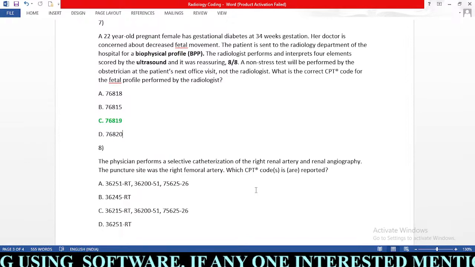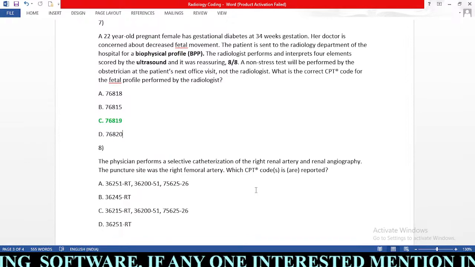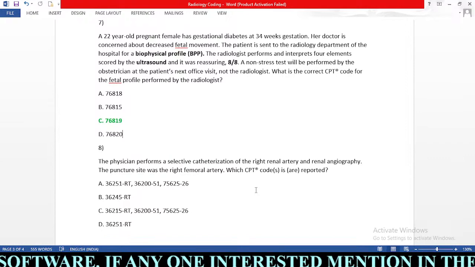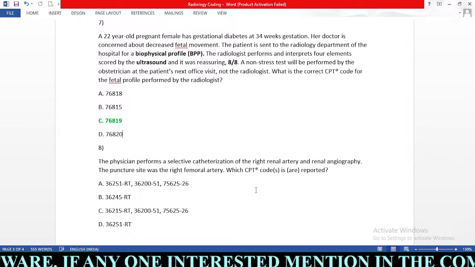So find this answer. Question number 8. Now it is 10:15. We will discuss the answer at 10:19.